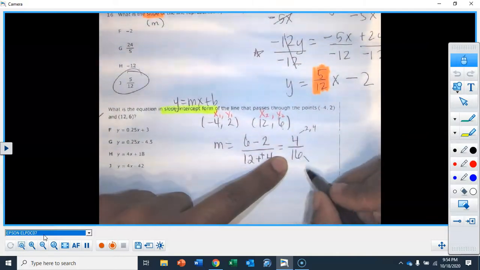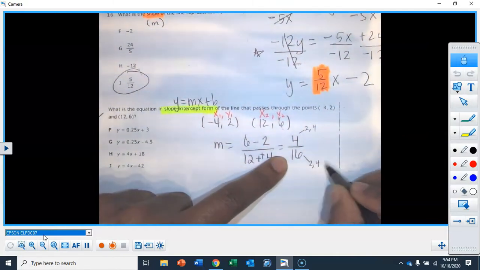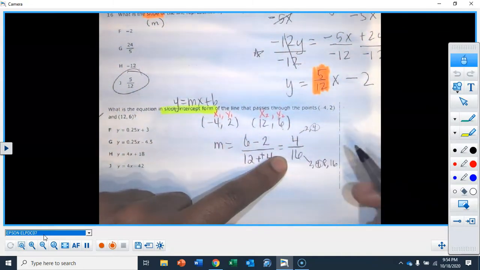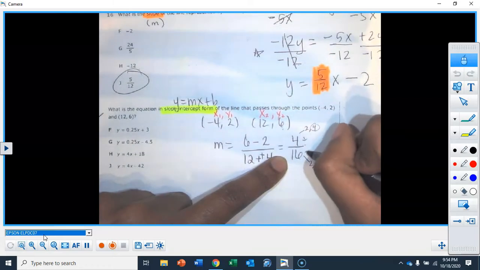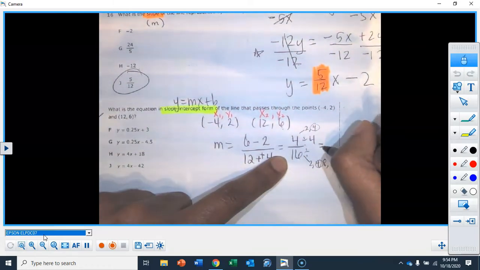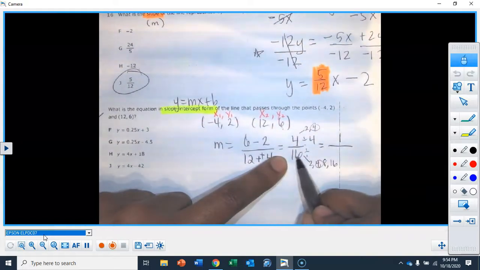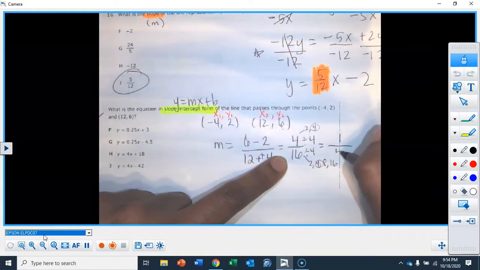Well, what goes into 16? Well, 2 goes in there. 4 divides in there for no remainder. 8 can go in there. You see that? And 16. So what is the greatest factor? 4. So we're going to divide both of them by 4. So if I divide the top one by 4, 4 divided by 4 is 1. 16 divided by 4 is 4.